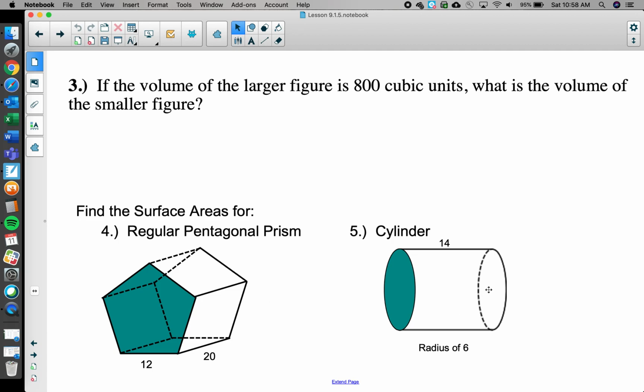Okay? Cylinder, remember you've got 2 circles. In this case, front and back. Pi times the radius squared gives you that. And then remember that the body of the cylinder is actually a rectangle, where the length of the rectangle is actually the circumference of your circle, which has a radius of 6. Remember, it's 2 pi times the radius, and then multiplied by the height, which is 14. Okay, and then add all those 3 parts up.